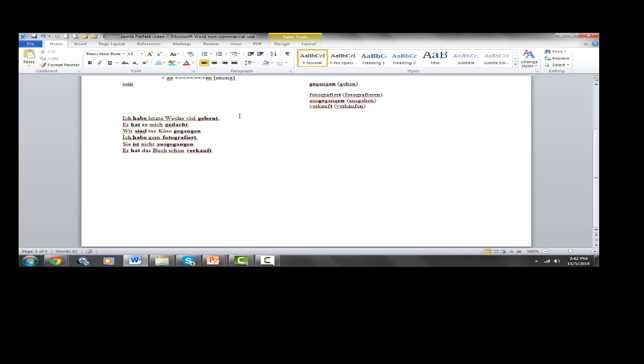In all these sentences, you can see that the auxiliary verb haben or sein is in second position, conjugated to agree with the subject, and the past participle is at the end of the clause. We have weak verbs, irregular weak, strong. We have -ieren verbs, separable prefix, inseparable prefix verbs.